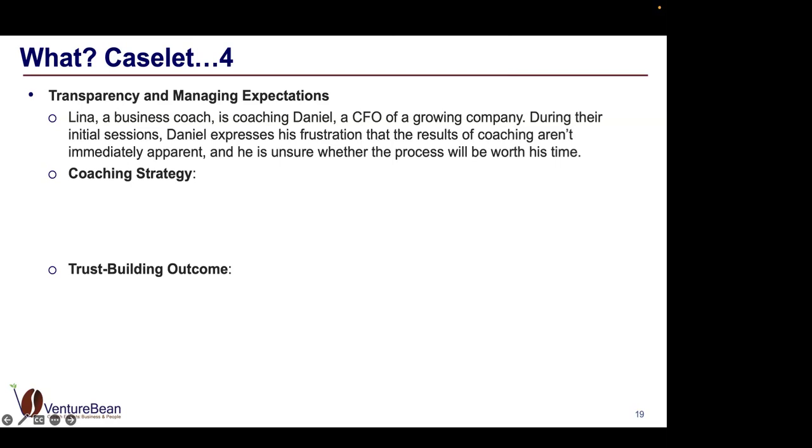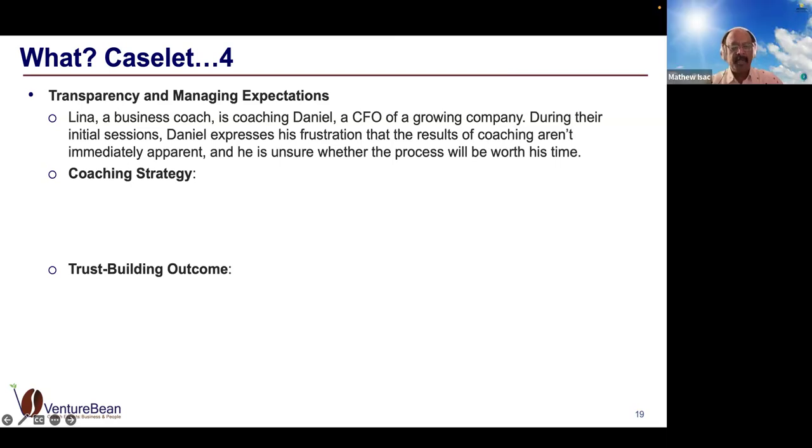Take a couple of minutes to dwell on this, because it's important here. Keep the trust equation in mind: C plus R plus I divided by S. And just look at the caselet also in terms of the key words that are used: CFO, growing company, frustration, coaching not apparent, not immediately working, unsure.